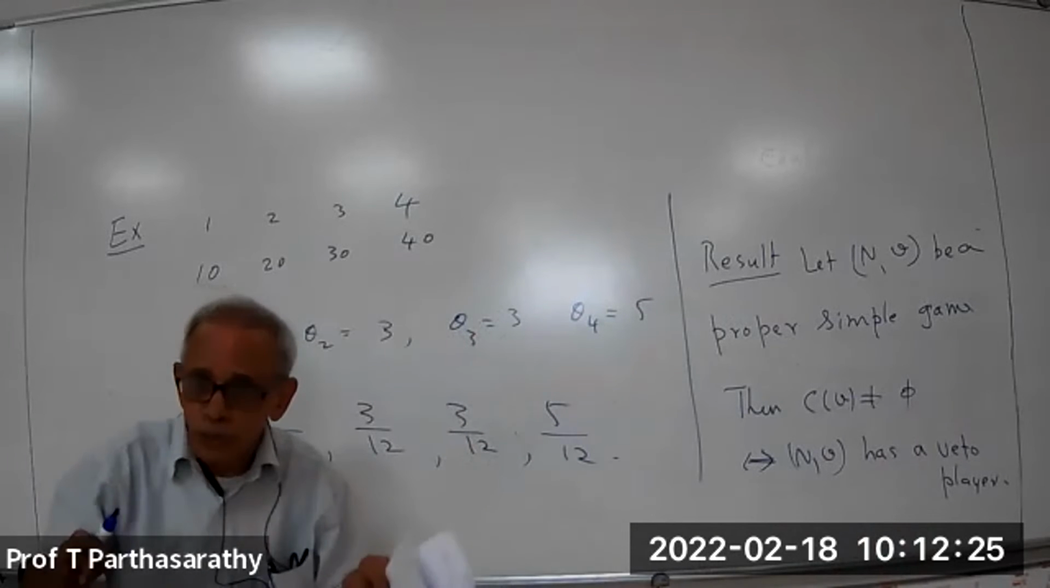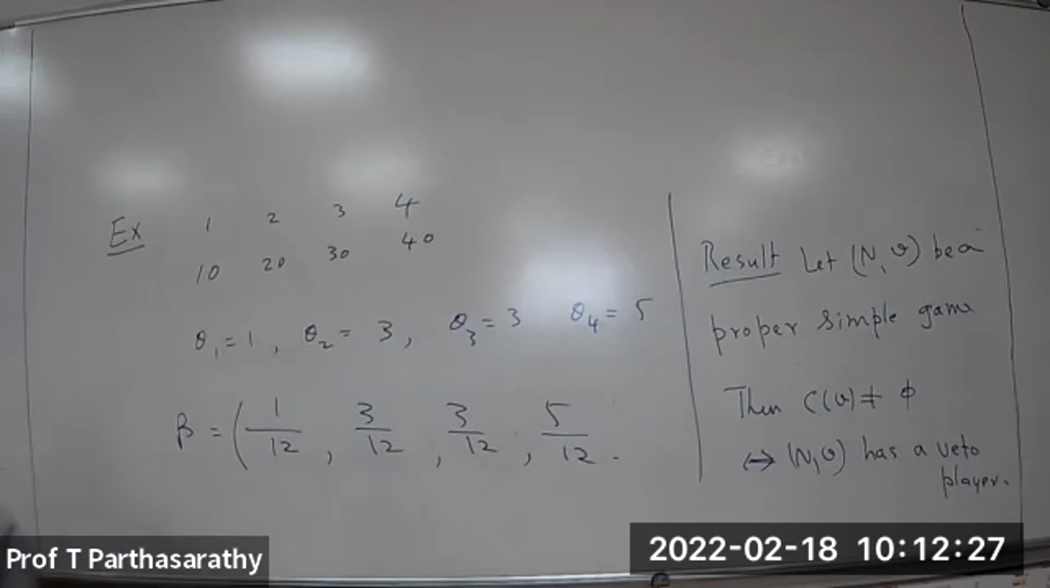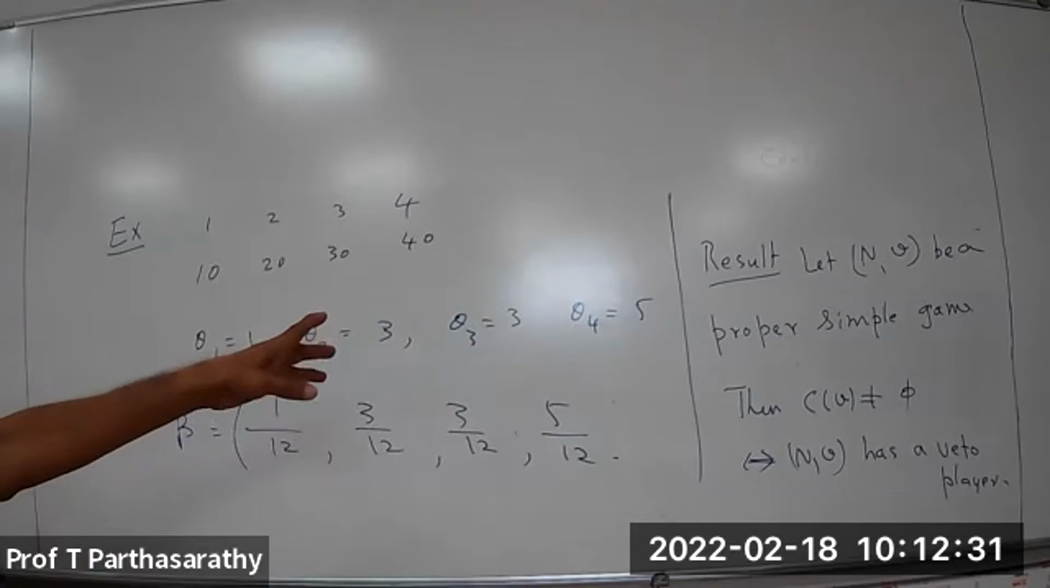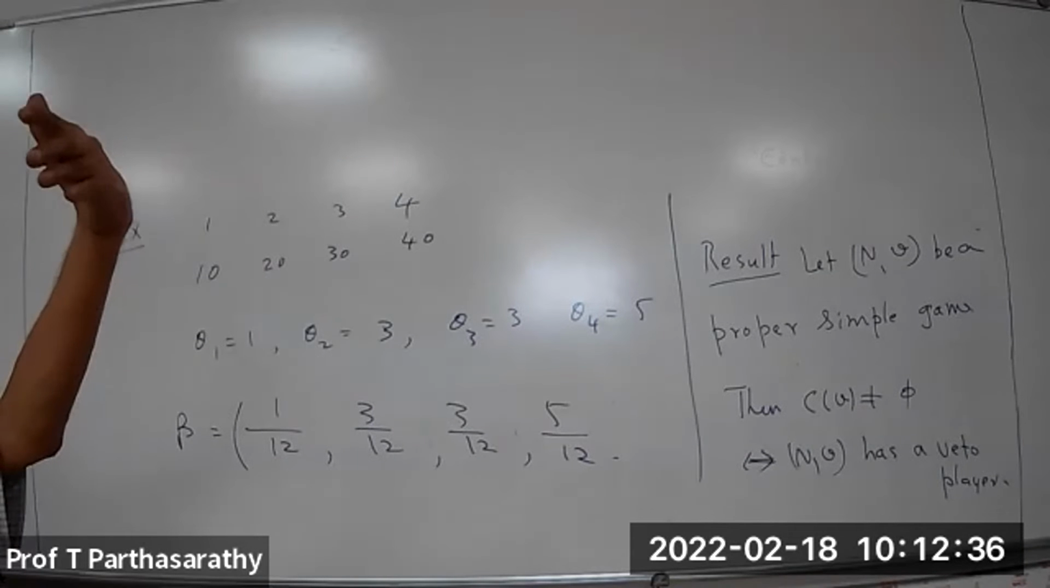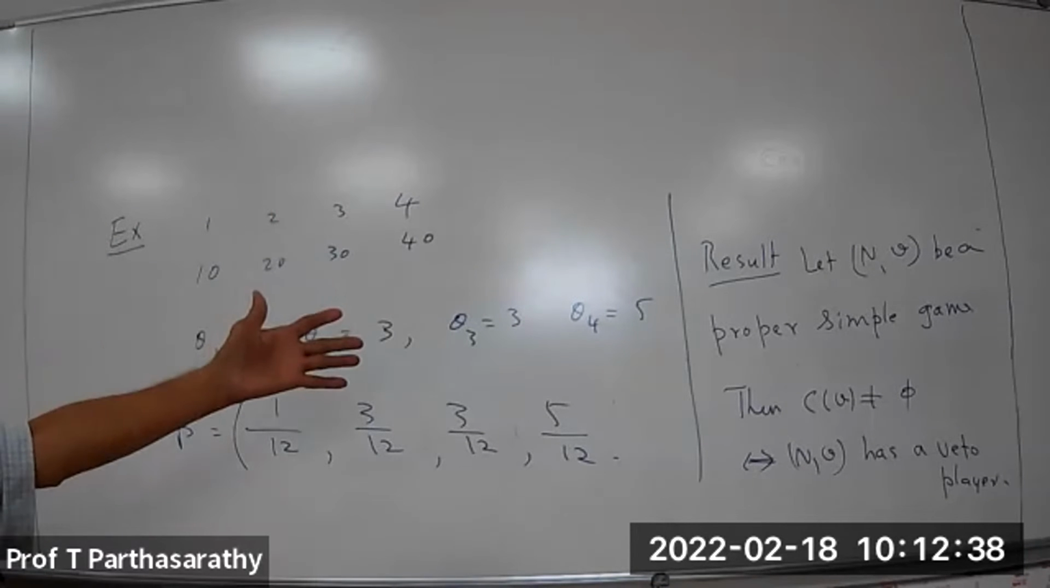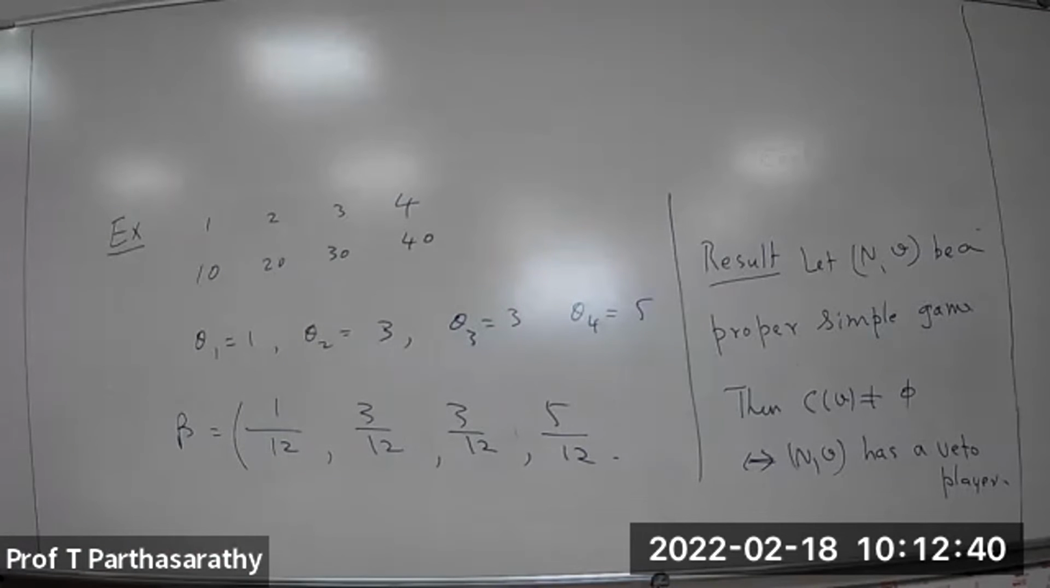This result is very easy to prove. You can prove it yourself. That is for a simple game, I'm saying. In general, the core need not be empty. Here also, the game may not have... the core could be empty if there are no veto players.